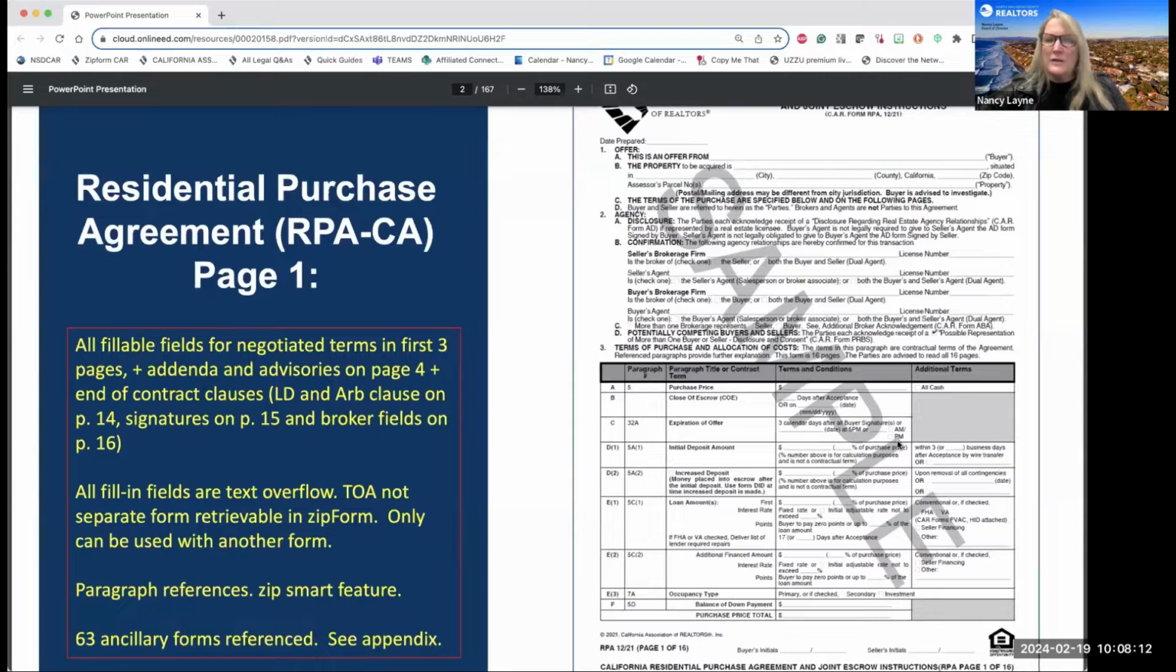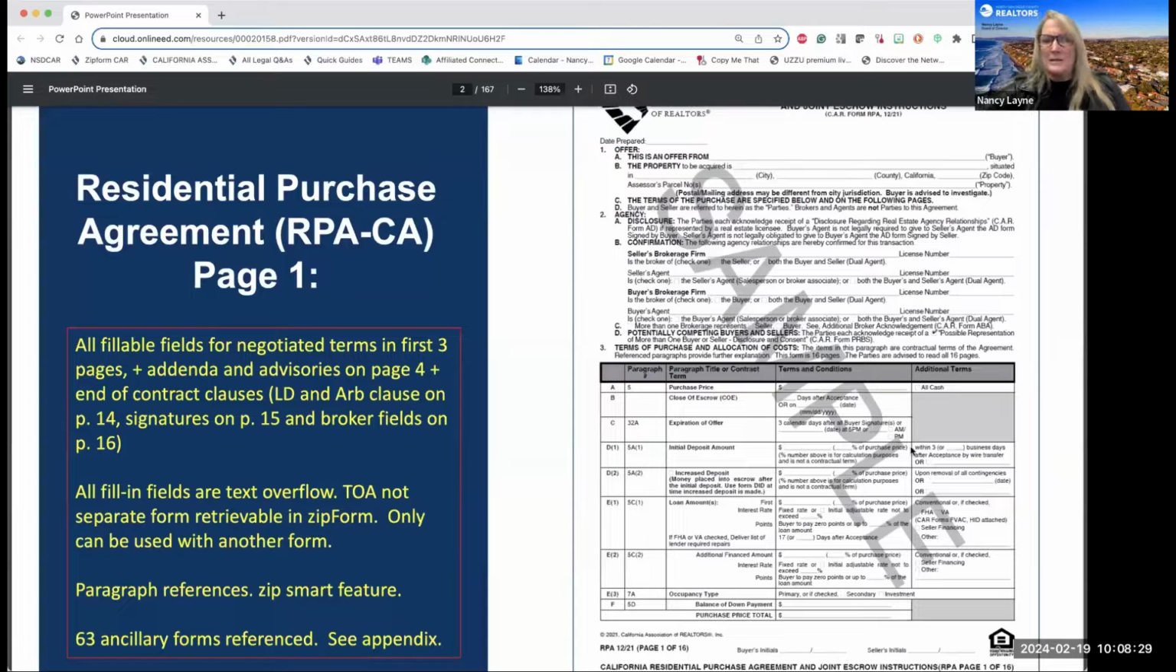The expiration of the offer is 3 calendar days after buyer's signature, or a certain amount of time. You can put in a different time, either 5 p.m. or a different time, but it's always 3 calendar days after acceptance.